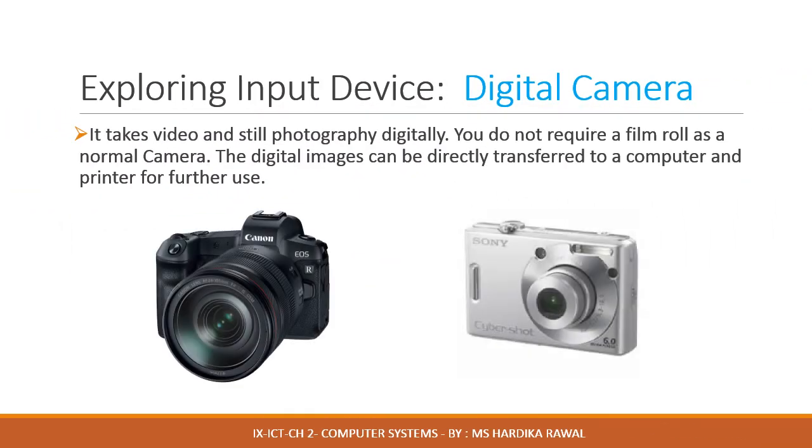Our next device is digital camera. A digital camera takes video and still photography digitally. It has the capacity to capture hundreds of images in a small single memory device. The advantage is that you do not require a film roll as used in the olden cameras. You can edit images and delete images and reuse the same memory again and again. The digital image can be directly transferred to a computer and printed for further use. Today even our mobile phones come with such digital cameras.